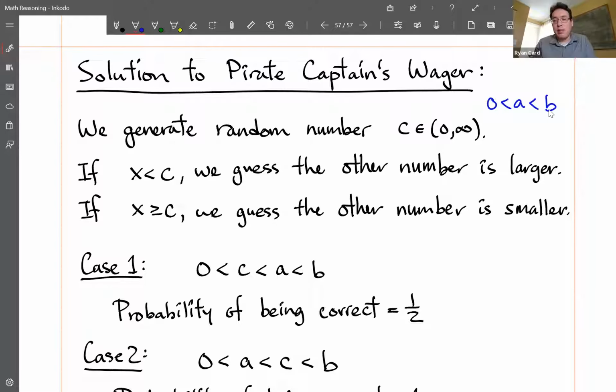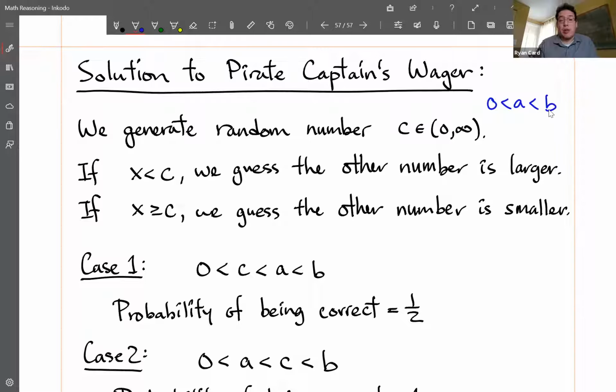He gives it to you, and you look at that number, and you're supposed to guess if the other number is bigger or smaller than the number you just saw. If you think about it, it seems like it should be 1/2 because you're not given any more information than the number that's given to you. But it turns out there's actually a strategy that gives you better than a 50% chance of getting it correct, no matter which two real numbers the pirate captain writes down.